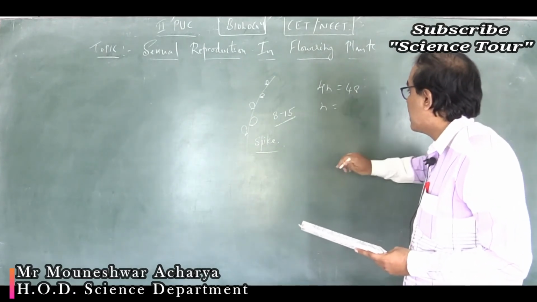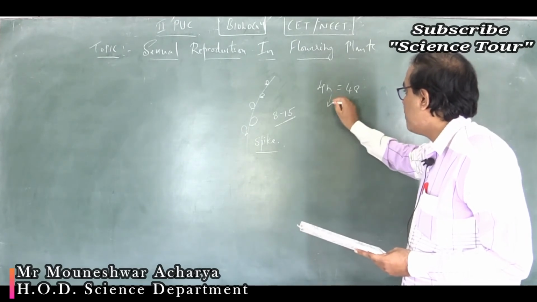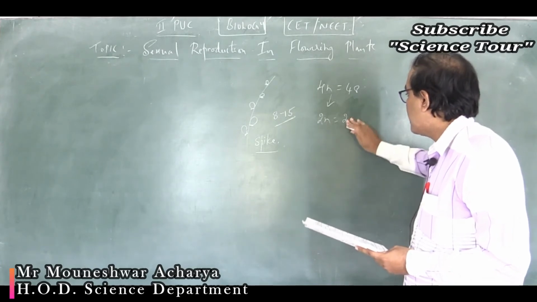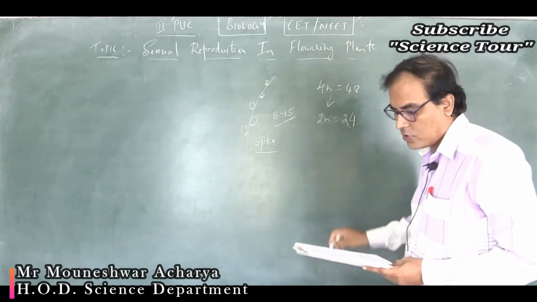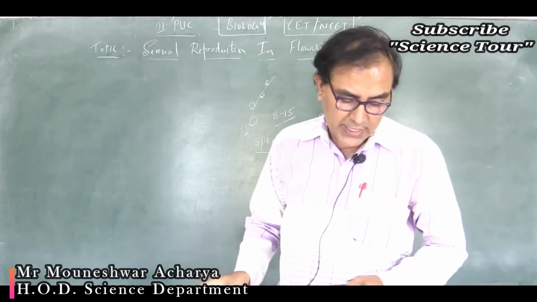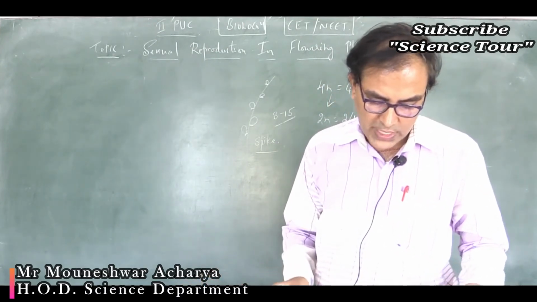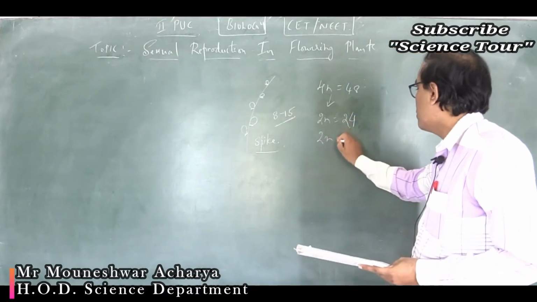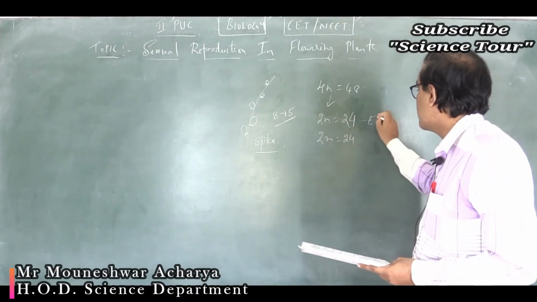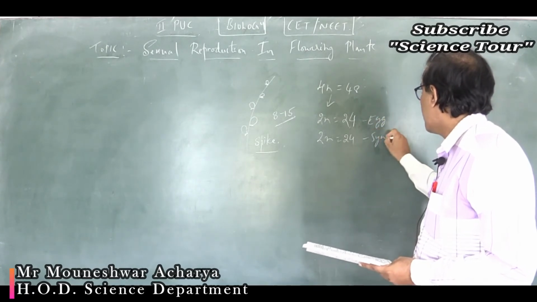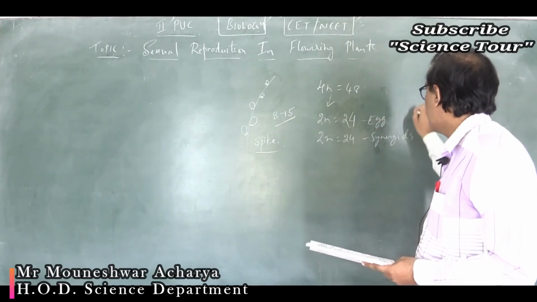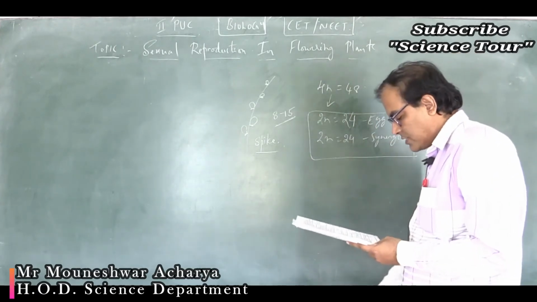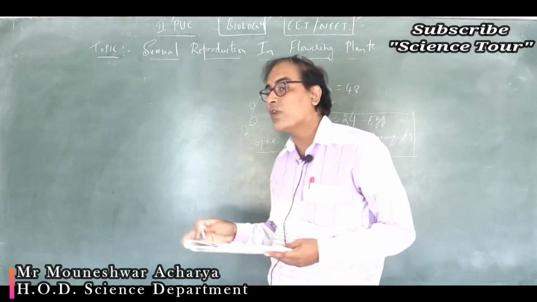So 48 reduces to half, so 2n becomes 24. So the number of chromosomes in the egg must also be present in the synergids, correct? So in synergids also they have 2n is equal to 24. Both in the egg as well as in the synergids, 24 chromosomes. So dear students, the right option is option 2, 24 and 24.